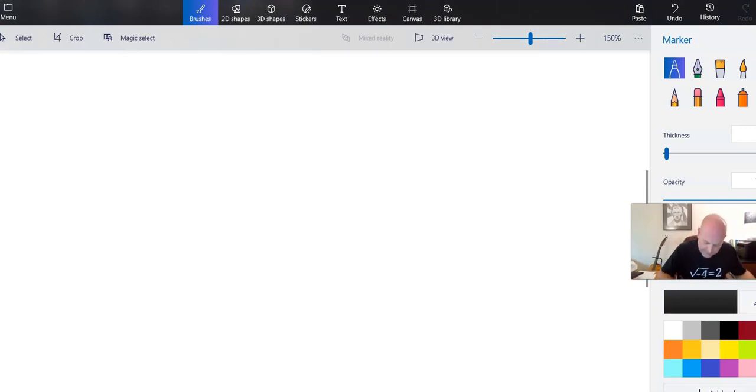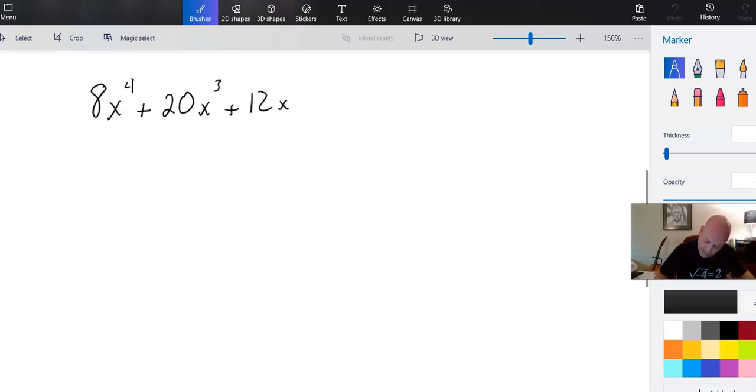Okay, so let's take a look at this. So 8x to the 4th plus 20x cubed plus 12x squared. And this is one of those dark alley situations. You're walking down the dark alley, someone jumps out from behind a dumpster and wants you to factor this at gunpoint. These things happen. This could save your life if you know what to do.